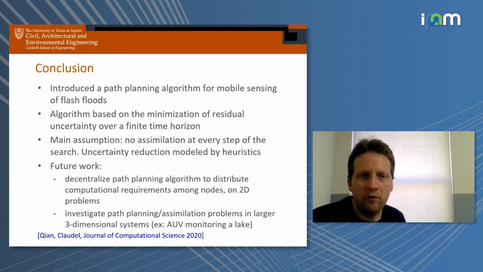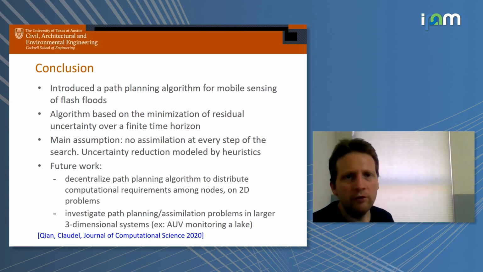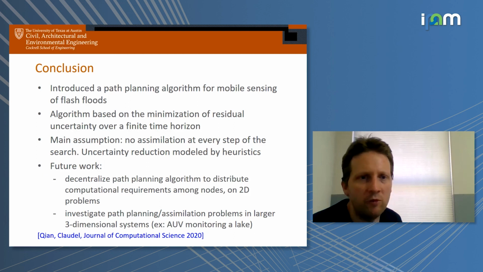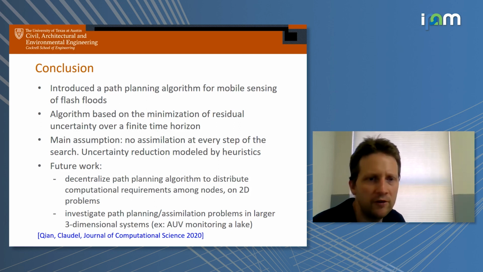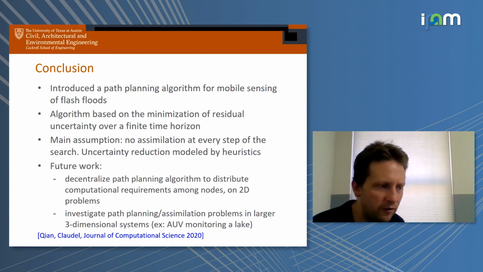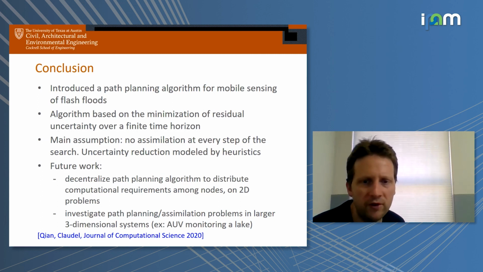And finally, just the conclusion. What we introduced today is a path planning algorithm for mobile sensing in flash floods. The algorithm is based on the minimization of the residual uncertainty over some time horizon. The main assumption is that we don't do assimilation at every step of the search. The uncertainty reduction is modeled through a heuristic function.